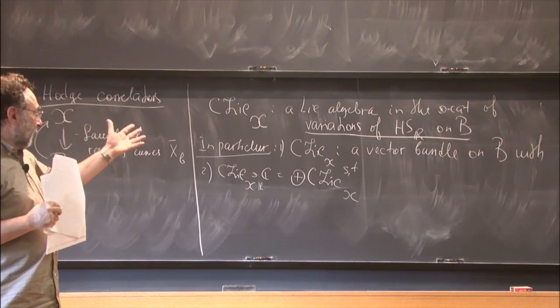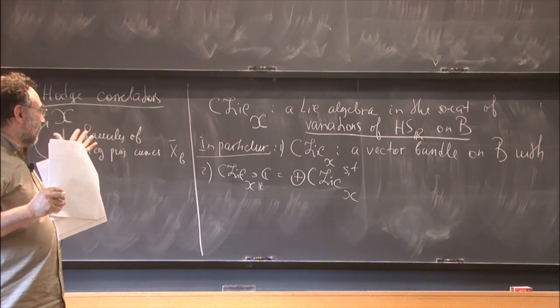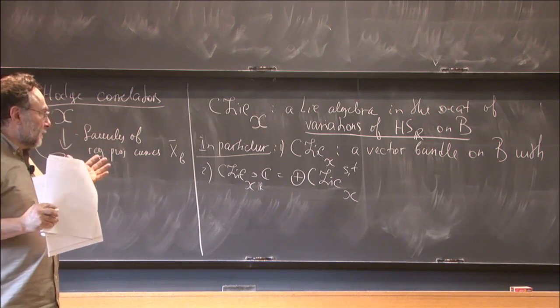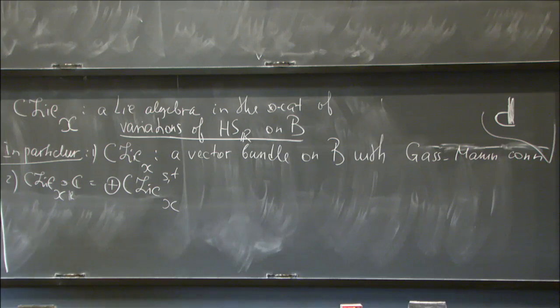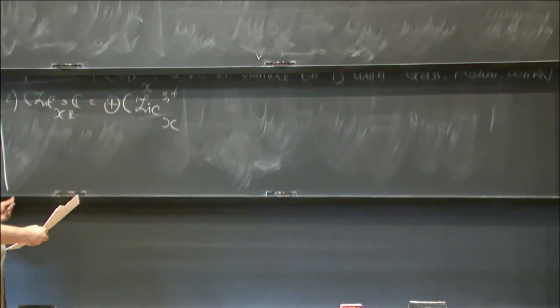When you take a vector bundle, you want to use smooth sections and not holomorphic. It's a local system with Gauss-Manin connection, so you can think about it. You can take flat sections, you can take smooth sections. It's up to us. Okay, so now what do you want to do?